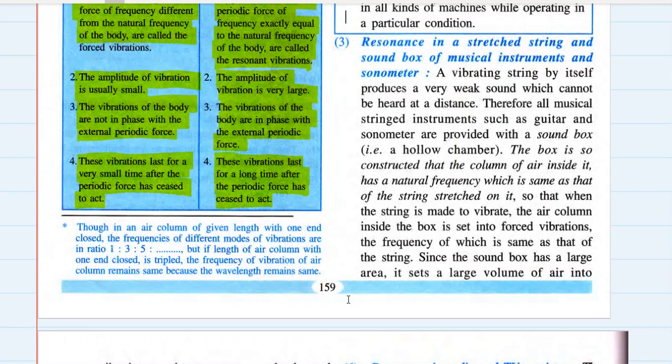बहुत सारे musical instruments में sound box होता है, जैसे कि guitar में होता है. So generally the sound box is designed in such a way that when the guitar strings are strummed or struck or plucked, the natural frequencies of the air column inside the hollow sound box match with the frequency of the forced vibration produced by the vibrating strings, and resonance occurs over there and a loud sound is heard. So whenever guitar is struck, a loud sound is heard because of the resonance between the air inside the sound box and the vibrating strings. Okay, so that's an example of resonance.